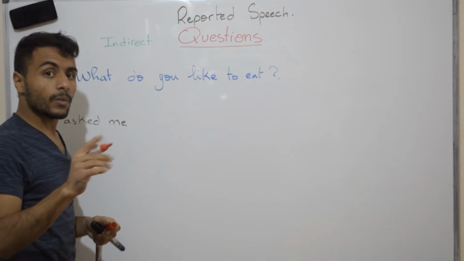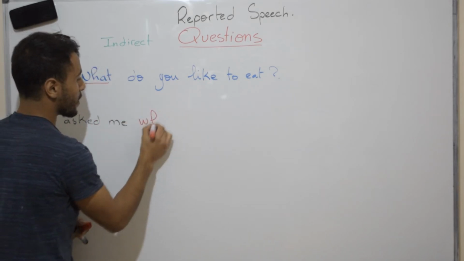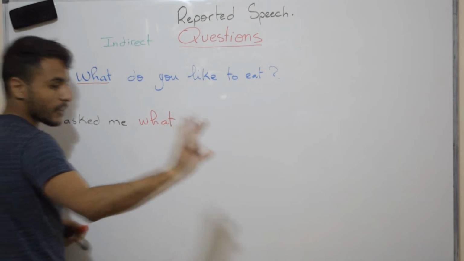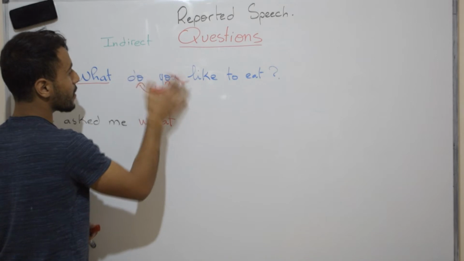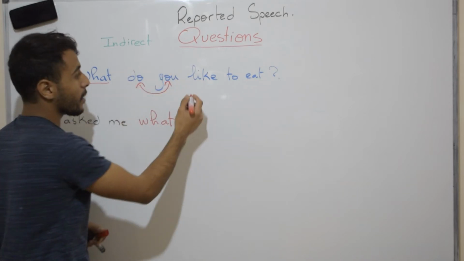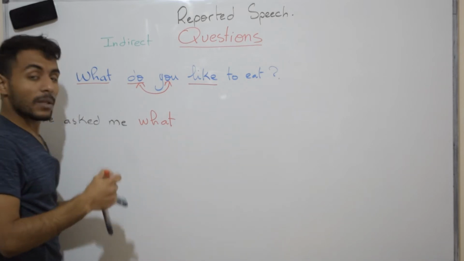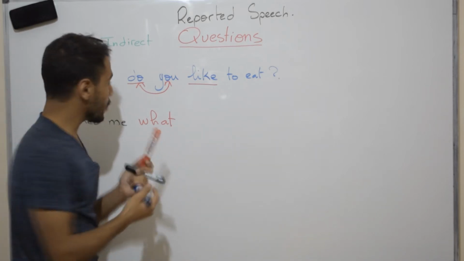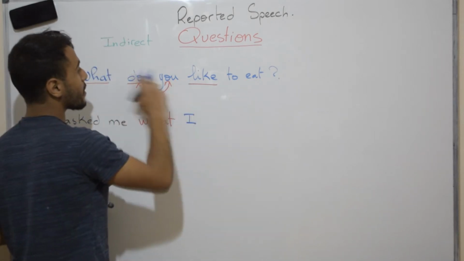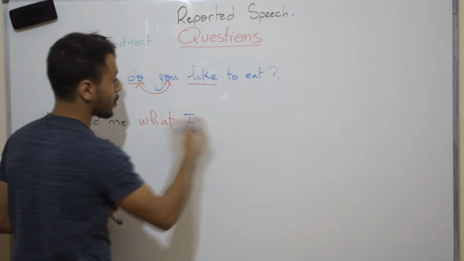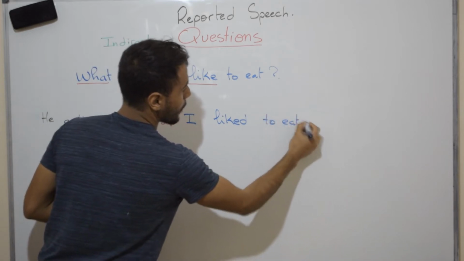Now the difference is that we are not going to use if. We're just going to keep the same WH word. He asked me what? Okay, let's stop here. This is a question, which means the subject is changing place with the auxiliary and the verb is here. What do I have to do? Bring back the subject to its place because it's not a question anymore. Do you remember? What you becomes I. And then the verb is in simple present, so it becomes simple past. What I liked to eat. And you finish.